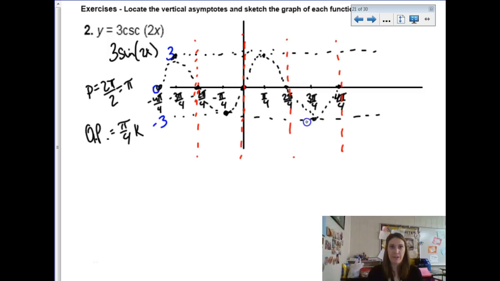Okay, now we're going to graph in our horseshoes. They have that matching point, but everything else goes like that.